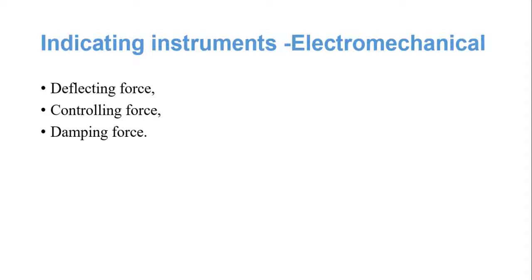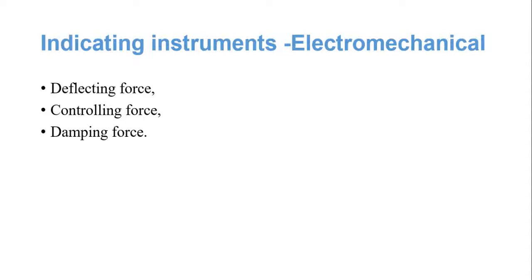Any instrument deflection is found by the total effect of deflecting torque, control torque, and damping torque. The deflecting torque value is independent in a certain way, but the deflection depends upon the electrical signal to be measured. This torque or force helps in rotating the instrument movement from its zero position. The system producing the deflecting torque is called the deflecting system.